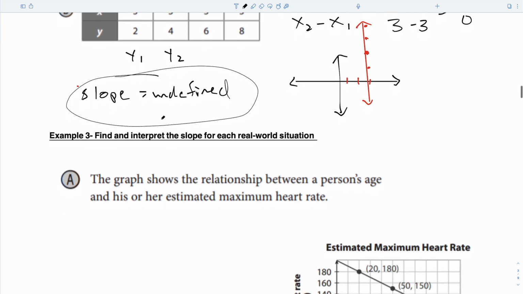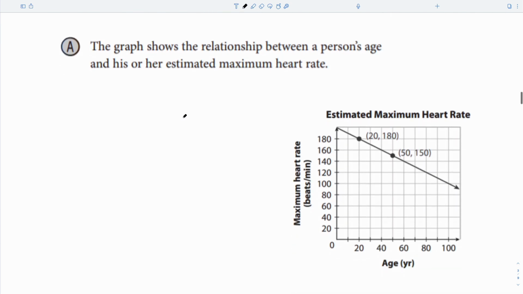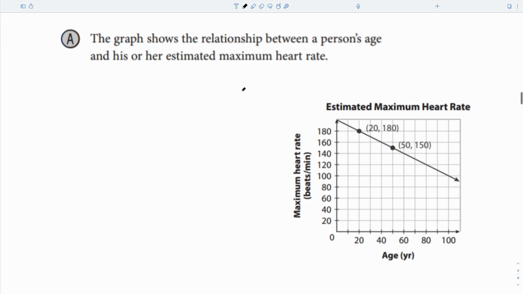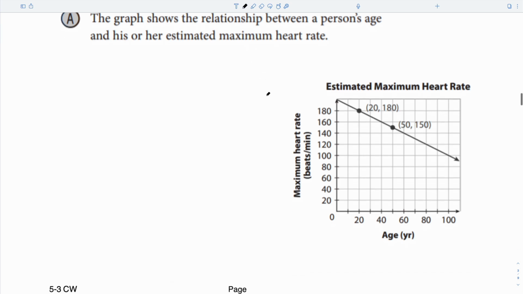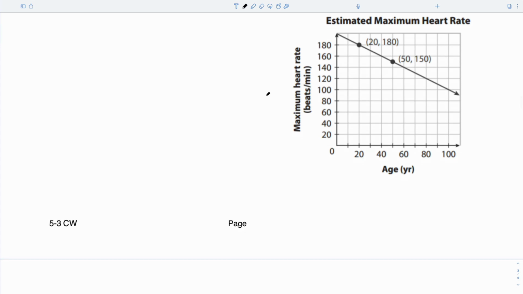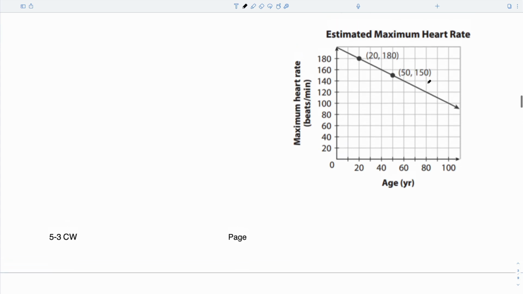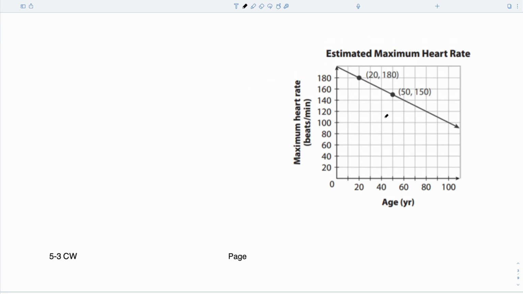Last example. The graph shows the relationship between a person's age and his or her estimated max heart rate. They give you a real world scenario, but they still just give us 2 points. Because this one has such large numbers, even though they give you a graph, it might be a little hard to accurately do a rise over run calculation. So if there's numbers in the hundreds, I would just use your x1, y1, x2, y2, and plug it into the formula.